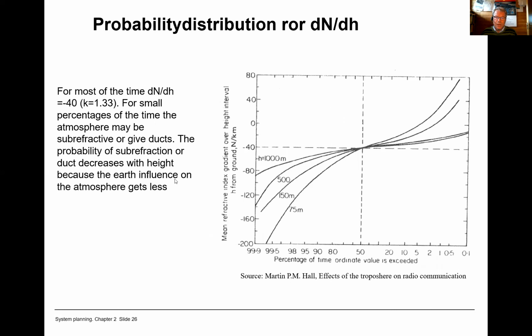Also, we have the probability distribution for the dN/dh. Here you see the percentages, and here you see the mean refractivity gradient over the height interval from the ground. And here you see that the higher you are, the less variation you have. So to have a radio link or radio relay at high altitude is better than to have a radio link at a low altitude, because you see here there is a larger variation in the dN/dh.